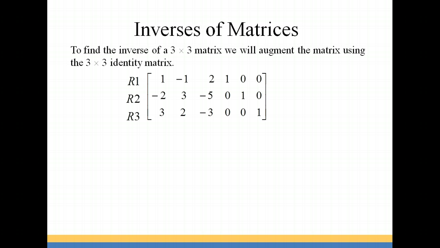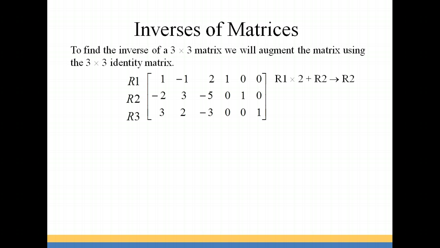In order to find the inverse, what we want to do is move the last 3 columns to become the first 3 columns. So our first 3 columns are going to be the identity matrix. Then when we're done, the last 3 columns will be the inverse of the matrix.